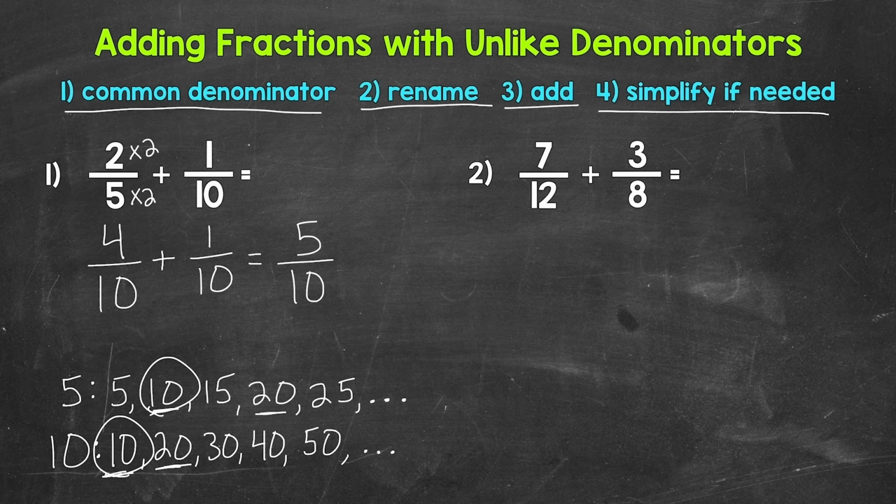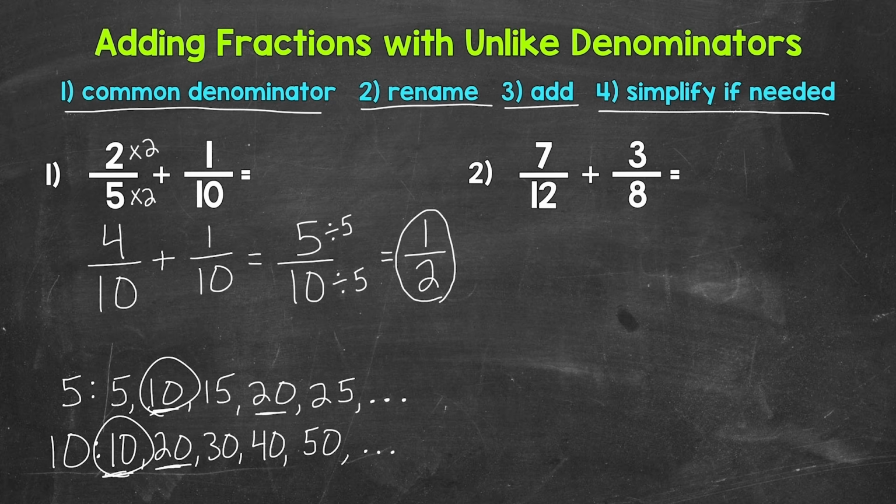Can 5/10 be simplified? Yes, we have a common factor other than 1 that we can divide both 5 and 10 by. We can divide by 5. So let's divide 5 by 5 and 10 by 5. 5 divided by 5 gives us 1, and 10 divided by 5 gives us 2. So we end up with 1/2. The only common factor between 1 and 2 is 1, so this is now in simplest form. Our simplified answer is 1/2.